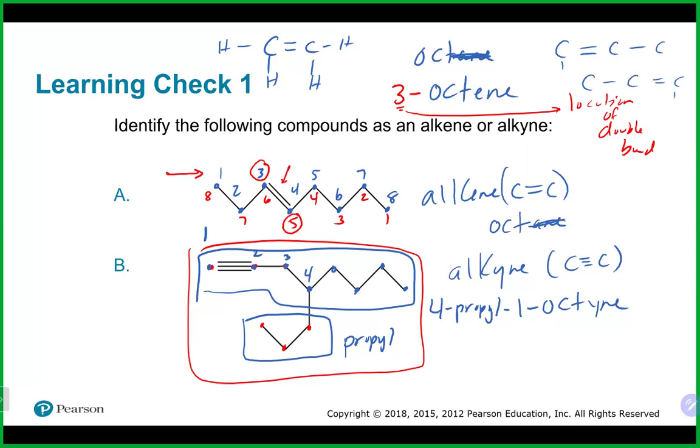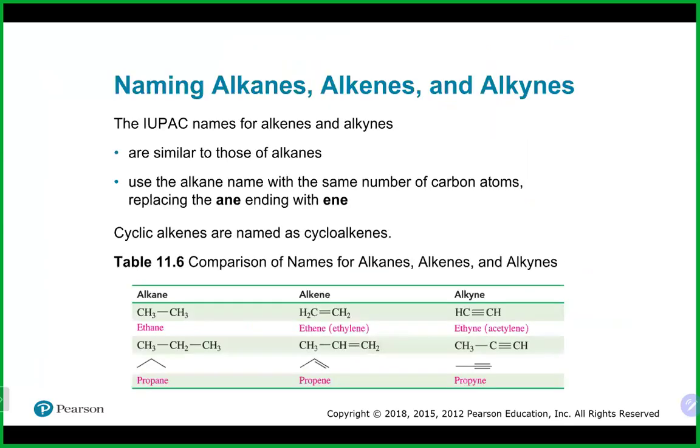Any questions there? So as we've been talking about, -ene for double bonds, -yne for triple, and we give the location of the double or triple bond, and everything else gets numbered accordingly.